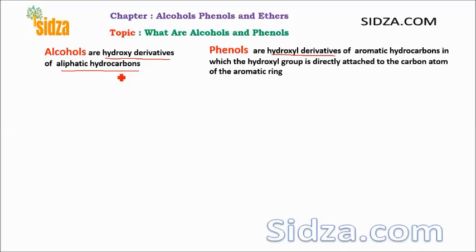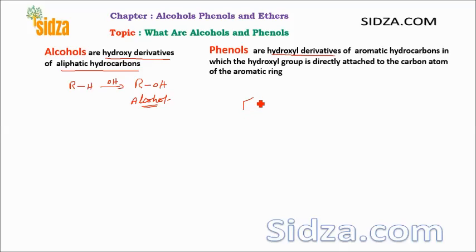So alcohols, the general formula for the alcohols will be, since it's an aliphatic hydrocarbon derivative, that means we have to replace the hydrogen from the aliphatic hydrocarbon by the OH group. So if you replace the hydrogen by the OH, what you get? You get ROH, and this is what we call an alcohol, right? So alcohol here is a hydroxy derivative of aliphatic hydrocarbons, whereas phenols are the hydroxy derivatives of aromatic hydrocarbons.